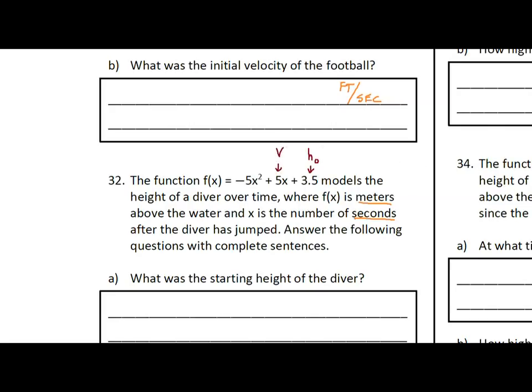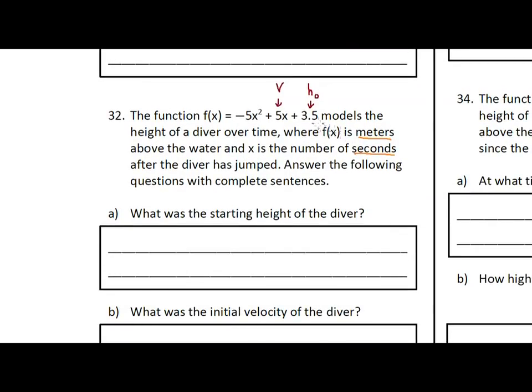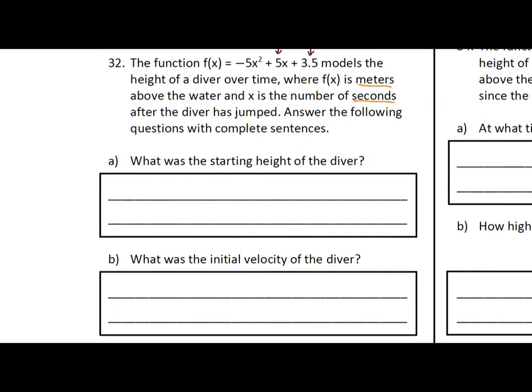So what was the starting height of the diver? The starting height of the diver was 3.5 meters. What was the initial velocity? The initial velocity was 5. And then again, we do our height measure divided by our time measure. This is going to be meters. You can just put m divided by seconds. Meters per second. All right.